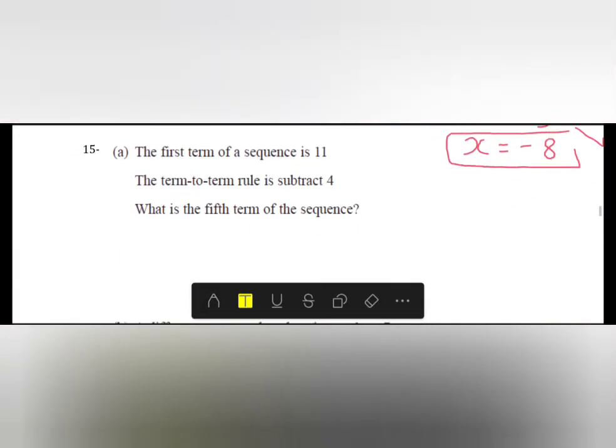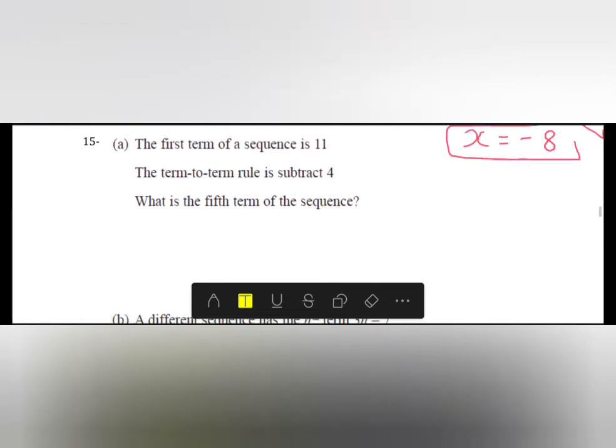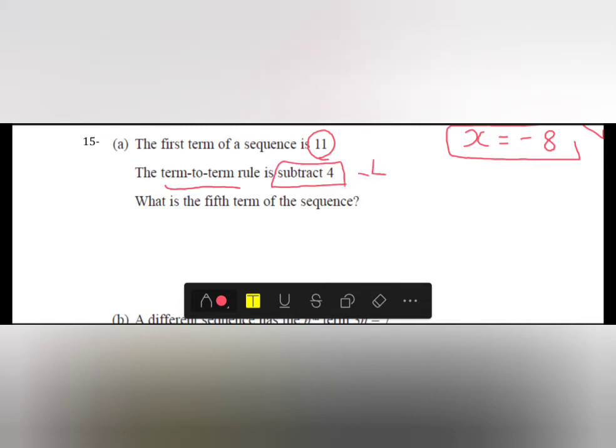Question 15. Question 15 here says, the first term of a sequence is 11. So the first one is 11. And then the term-to-term rule is what? Subtract 4, so it's negative 4. And the meaning of term-to-term rule, it means when you move on from one term to another, you do what? In this sequence here, we subtract 4.